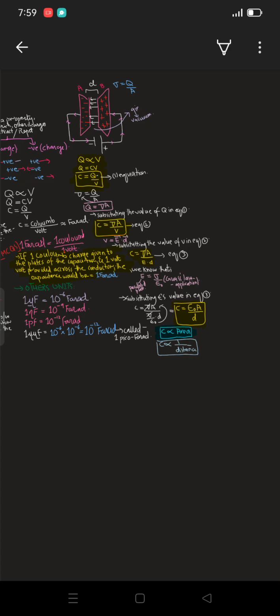In the next video we are going to learn what will happen if we place a dielectric plate between these two oppositely charged plates. In the next video we are going to derive that.